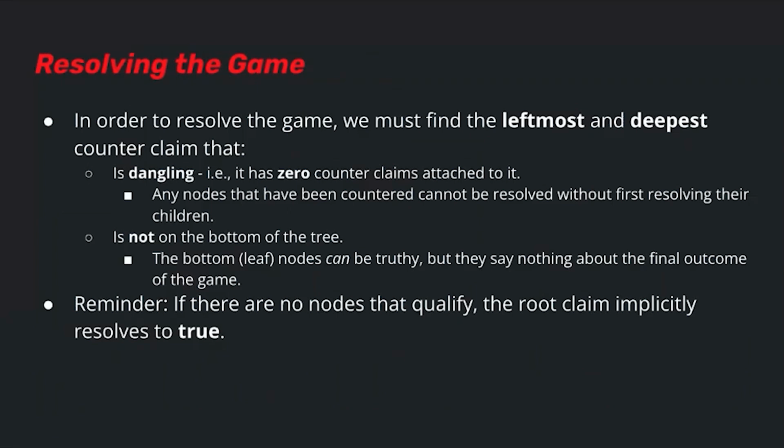So if during our resolution process, while we're walking back up the tree and pruning the tree, no nodes qualify, meaning that there's nothing that's not on the bottom of the tree, and also nothing that's dangling, the root claim just implicitly resolves to true.